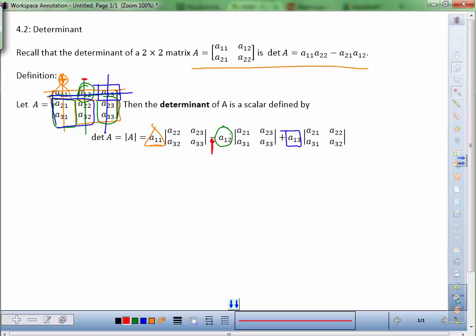I guess that should have been in green. If you take a step to the next row or next column, then you're going to have a sign change. And then the last one is going to be positive. So there's a sign contribution depending on the position that you're in in your matrix.